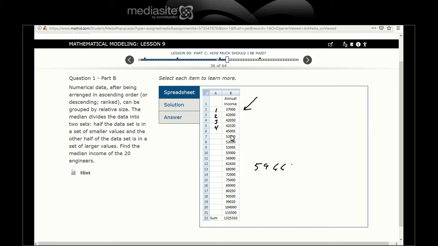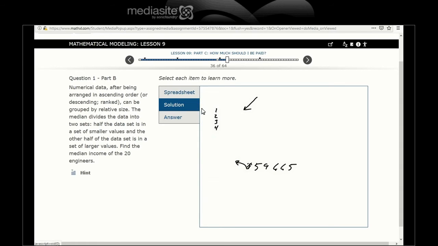$59,665. Right there. Solution: the 10th engineer earns that, the 11th earns that, and the average of those two salaries is 59,665.